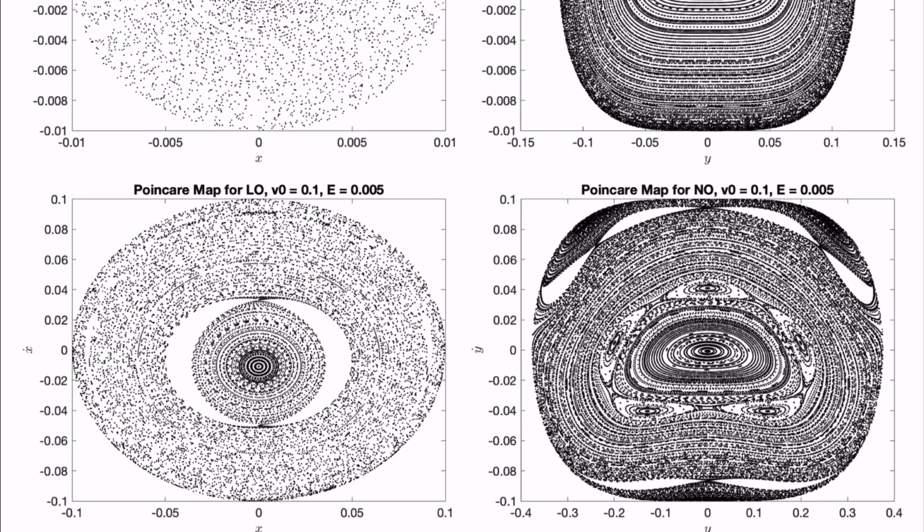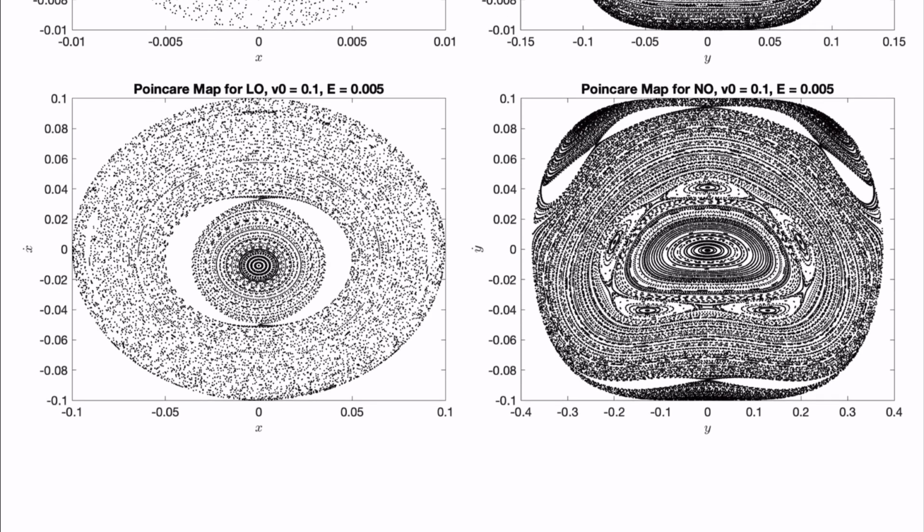If we now move up an energy level, we can see that on the LO on the left plot, there is at least a single fixed point in the center, and that one is stable. And then beneath it and above it, there are now two fixed points that are unstable. For the NO on the right, you can see that there's at least a single fixed point in the center. There could be other fixed points surrounding it.